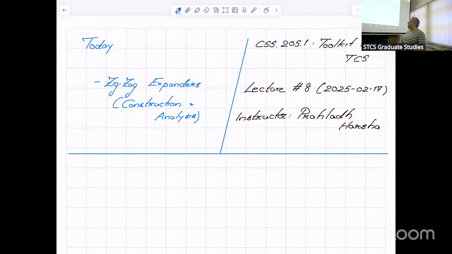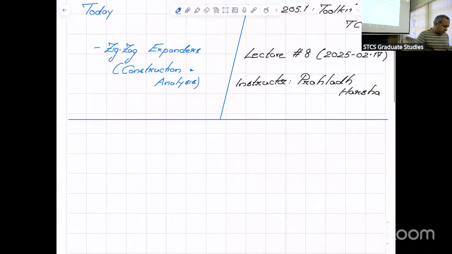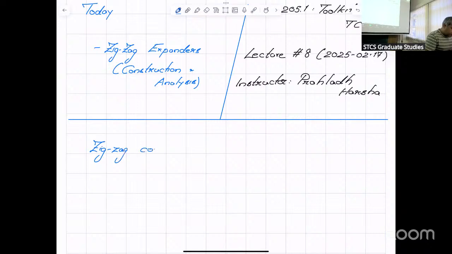What we'll see today is an alternate construction of expander graphs, and we'll see the construction completely, and we'll also see a proof of the fact that it's an expander graph. So today, we will see the zigzag construction of expander graphs.